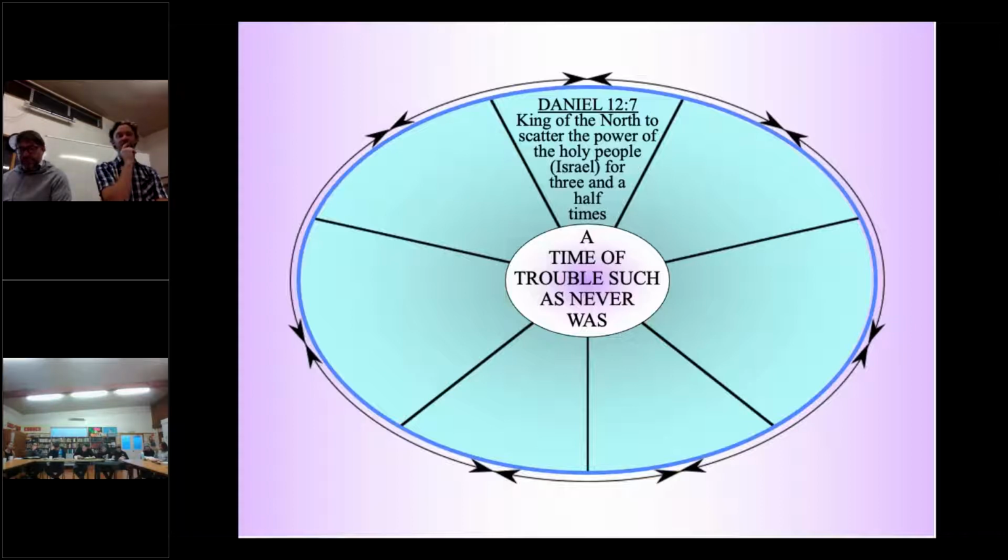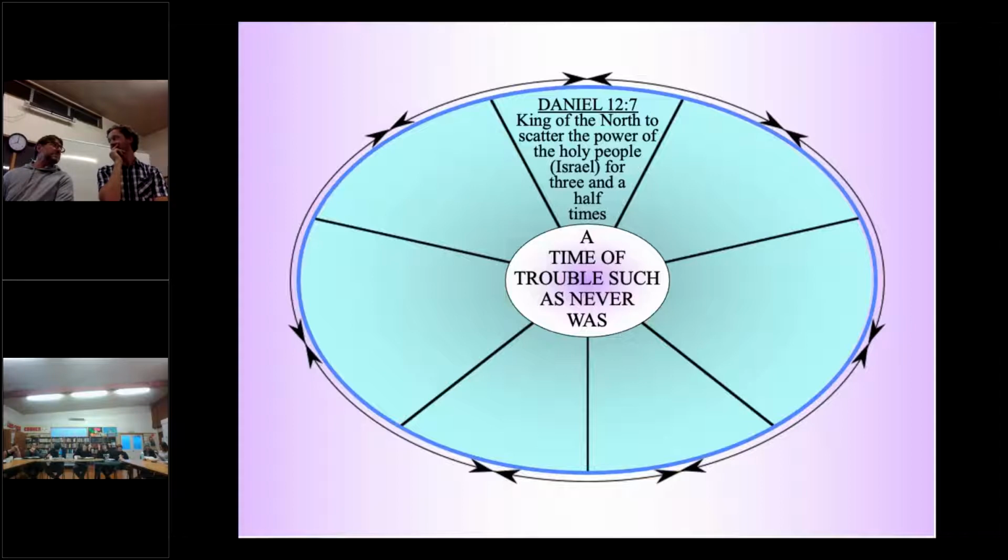Daniel's asking, by the way, the same question we're asking. You see what Daniel asks in verse 6? What does Daniel ask the angel? How long, and what's going to be the end of these things? How long is this going to take? And the angel swore by heaven and earth that it's going to be how long? A time, times, and half a time.